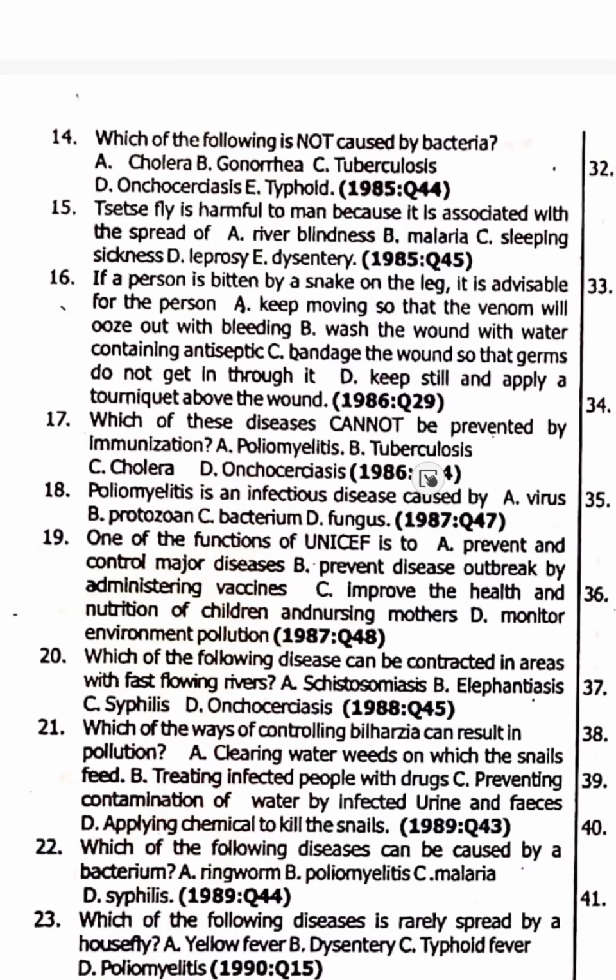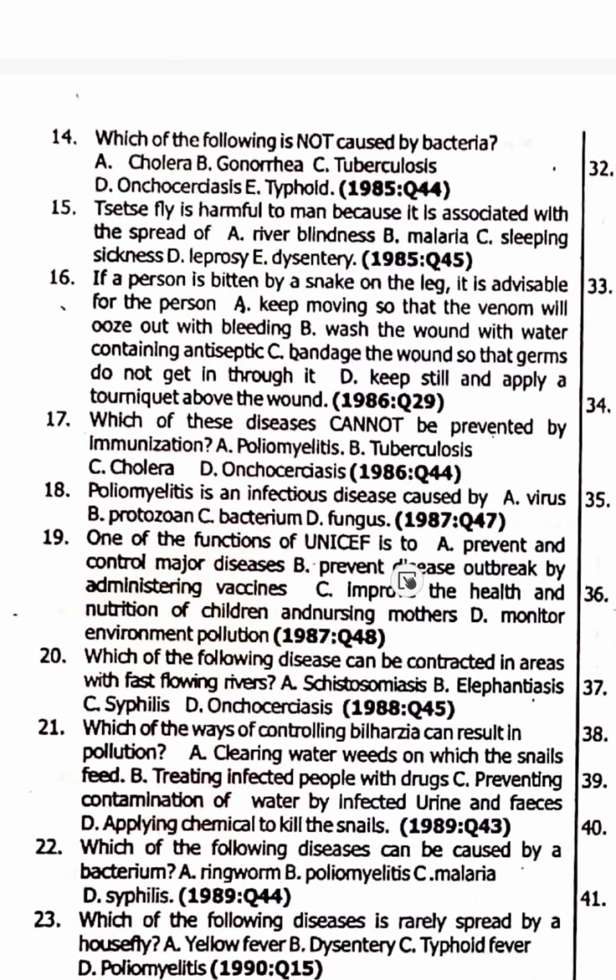One of the functions of UNICEF is to... The full meaning of UNICEF, they used to ask it, is United Nations Children's Emergency Fund. So the major target is to care for nursing mothers and for children. So number 19 is option C, improve the health and nutrition of children and nursing mothers.